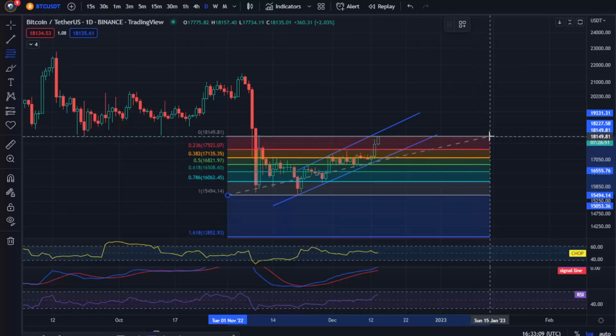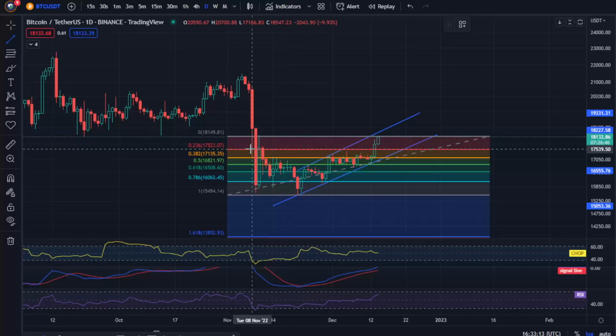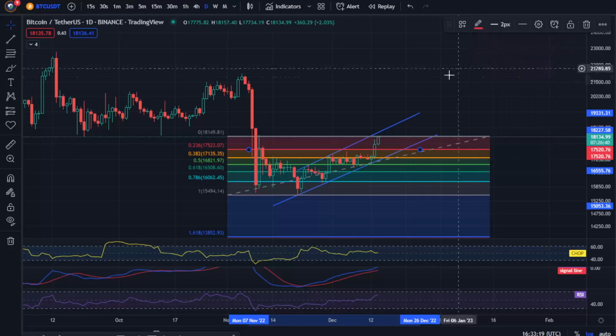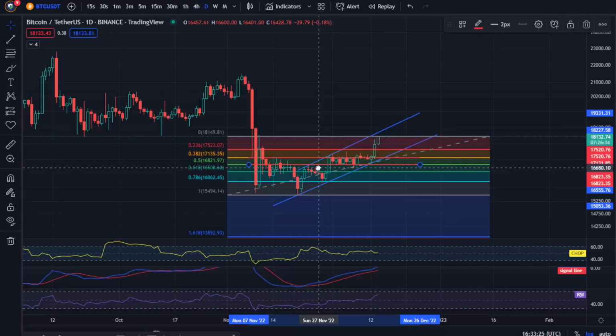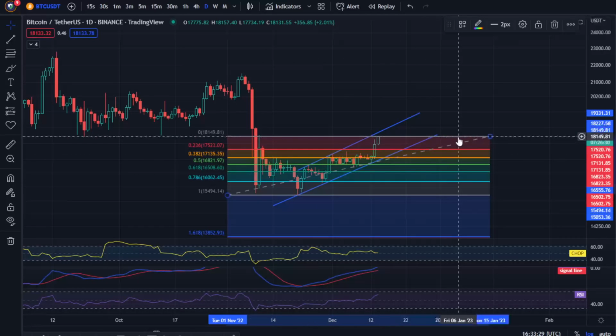Now let's move on to determining the support line that we should take into account in the coming days, and as you can see, the first support in the near future is $17,521. If the support is broken, then the next support is $17,132, $16,823, and $16,503.